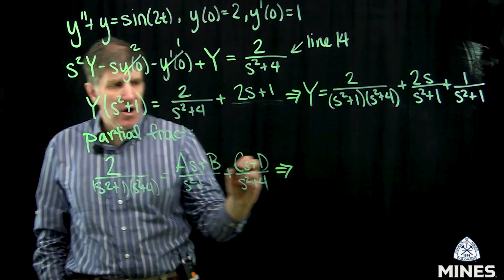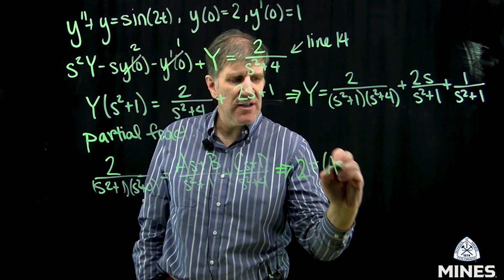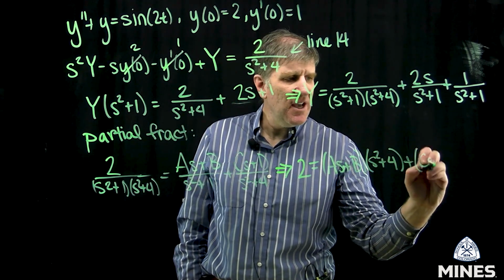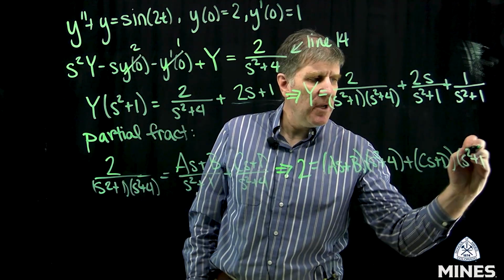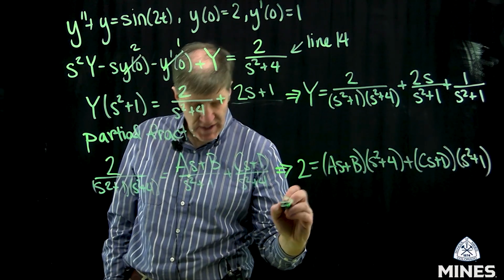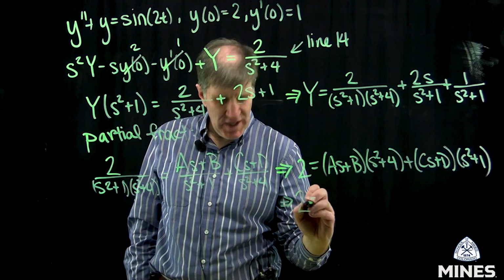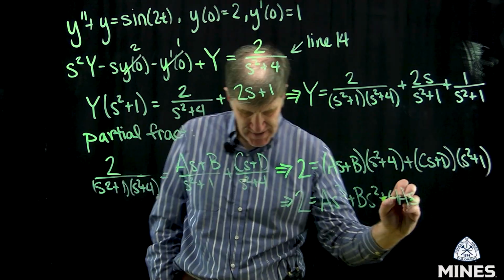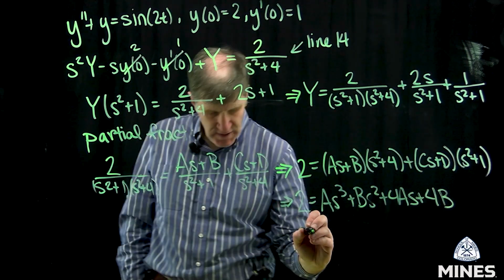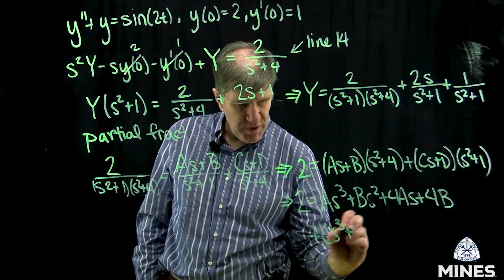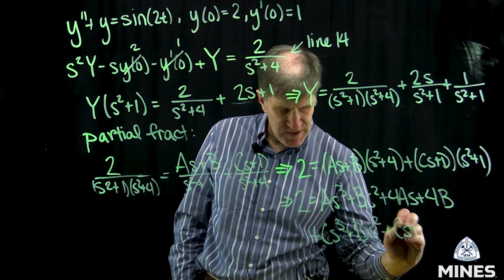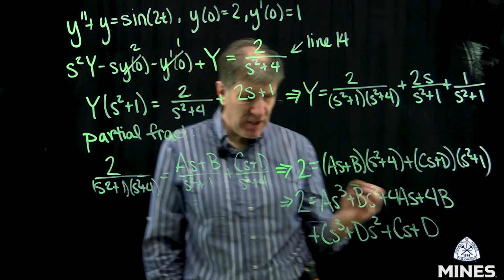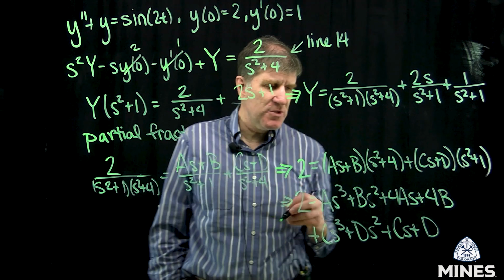Now we multiply through by the common denominator, and we get 2 equals as plus b times s squared plus 4 plus cs plus d times s squared plus 1. Keep going on this. This is 2 equals as cubed plus bs squared plus 4as plus 4b plus cs cubed plus ds squared plus cs plus d. These get long, and there's bookkeeping. I just foiled these terms together here.